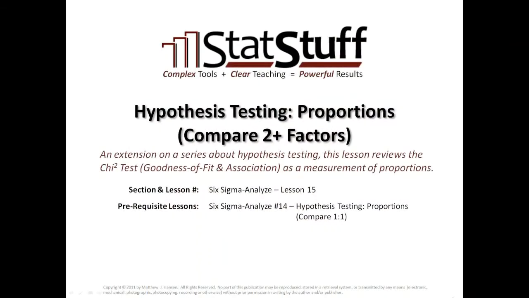This lesson is part of an extended series on hypothesis testing in the analyze phase. In this lesson, I'll review the Chi² test that's used when comparing a proportional type of metric across two or more factors. I'll spend the first part of this lesson reviewing some of the critical concepts that can help you to understand how to use this test. But despite that, I recommend that you at least review the prior lessons on hypothesis testing if you haven't already done so. But for now, let's review again why we even need hypothesis testing.